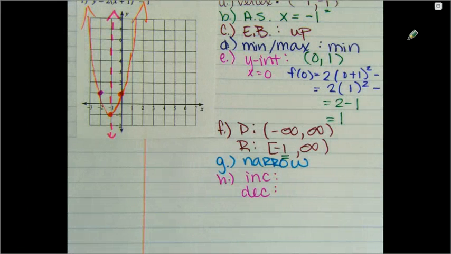Brackets, because I can touch it. I can't touch negative infinity, and I can't touch positive infinity, which is why they're parentheses. When I can touch the number, it's a bracket.